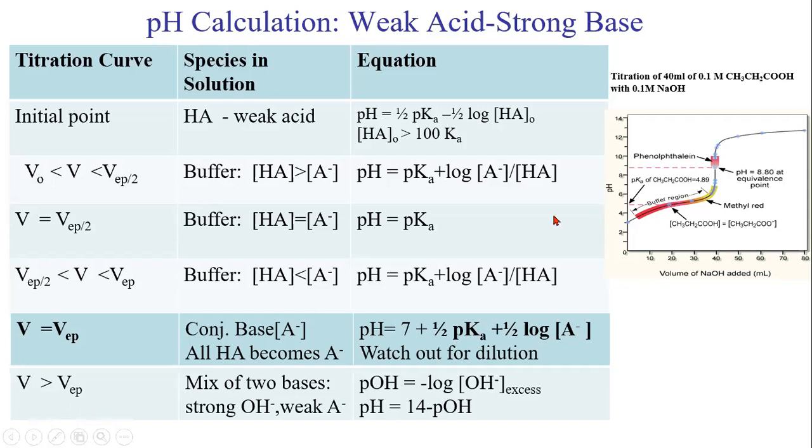After equivalence, what happens after the equivalence, guys? Well, I have some A minus, of course, inside my solution, but I also have some added OH minus left over after neutralization. And so I have a mixture of 2 bases, where I have a strong base and a weak base. And when we have mixtures of bases, we take the stronger base. And so the pOH is minus log of OH minus in excess, and you get the pH from that.